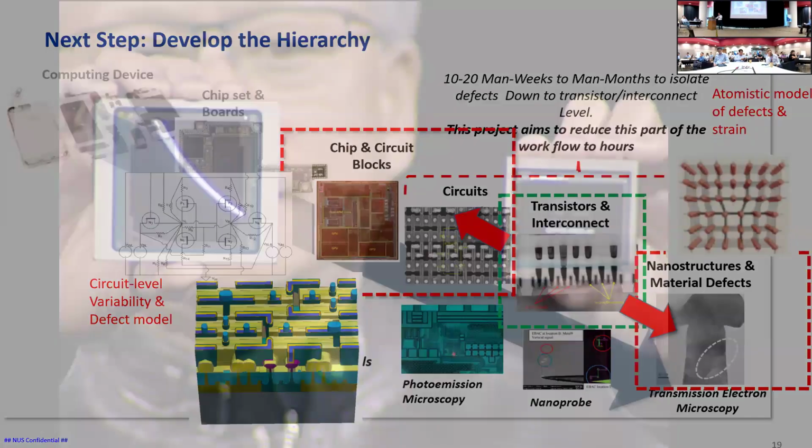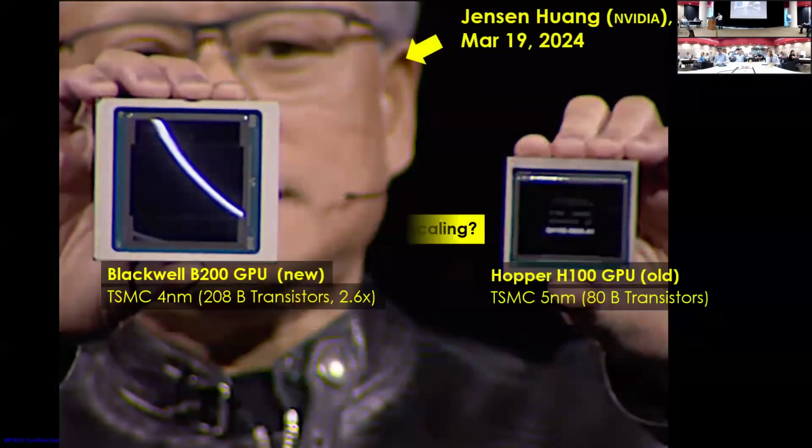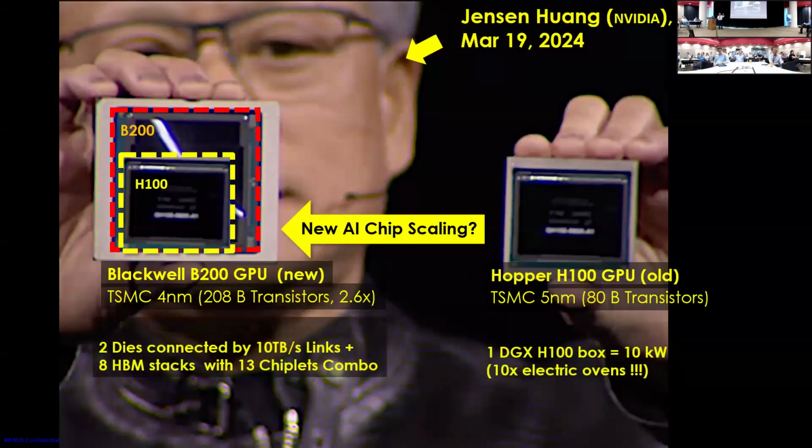Okay, I'm just going to go forward and do some introduction. With chips today, I think it's getting more complex. This is Jensen Huang's Nvidia, right? The new Blackwell chip, for instance, is 2 dies connected by a high-speed link with 8 HBM stacked with 13 chiplets. So this system is very complex. It's not just one chip, right? It's at least 13.